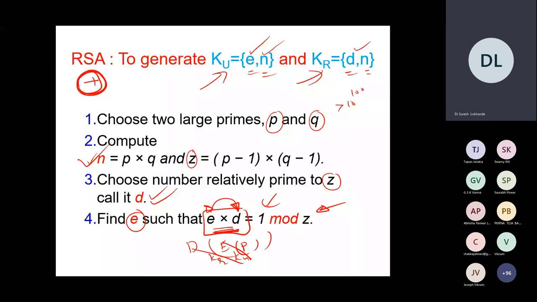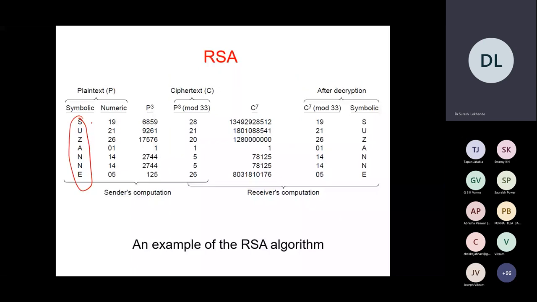So one sample I have shown here. Suppose you want to transmit some particular character. According to the alphabet, A is equal to 1, B is equal to 2, like that, S will now become 19. That 19 is encrypted according to the algorithm, and it has now become 28. So over the wire, 28 will be transmitted in the form of ciphertext. Then upon receiving this, this gentleman gets back his 19. So this is an example of the RSA algorithm, how it takes place character by character. With this, we now understand what the symmetric key and the asymmetric key are.